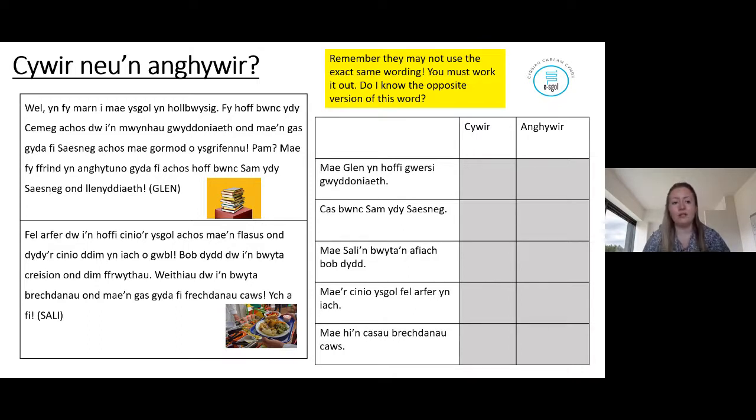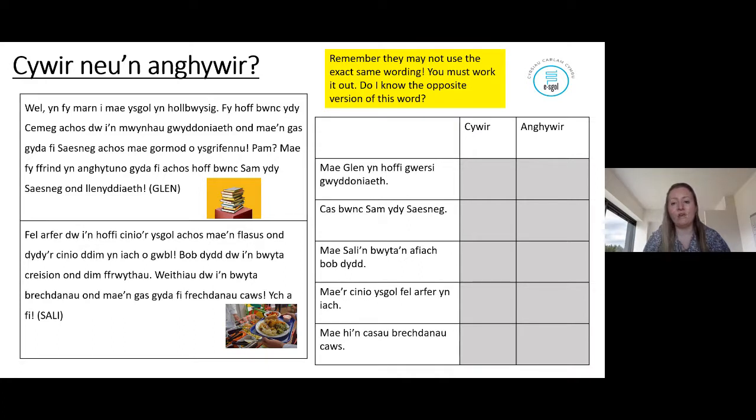Ycha fi. Okay, so we're going to once again use our skimming and scanning skills here. Don't have to recognise every single word, and we're going to look at the cywir, anghywir task, so the true or false task. So it's an important reading task we're doing here. We're going to try and recognise whether we can match the wording in the text to the wording in the question and see if we can work it out, okay?